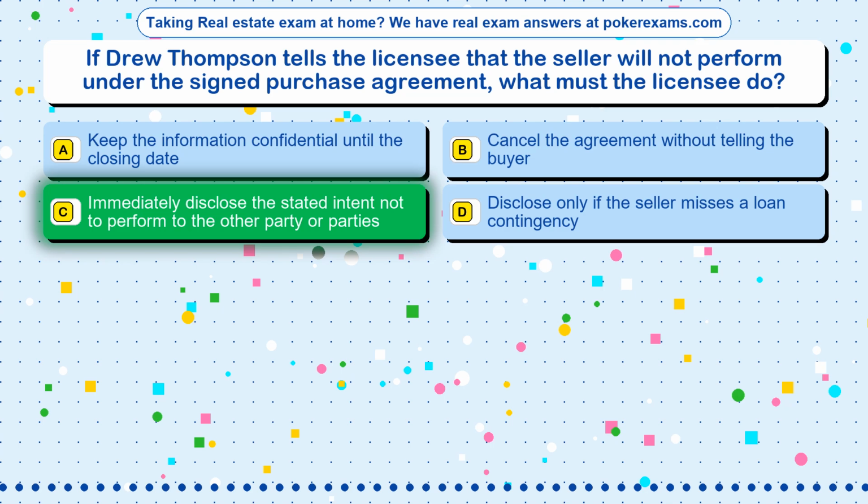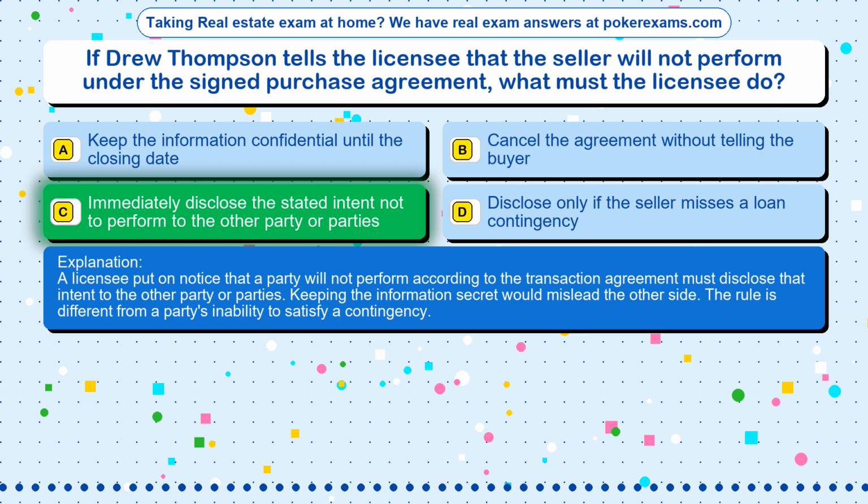The correct answer is option C. Immediately disclose the stated intent not to perform to the other party or parties. A licensee put on notice that a party will not perform according to the transaction agreement must disclose that intent to the other party or parties. Keeping the information secret would mislead the other side. The rule is different from a party's inability to satisfy a contingency.